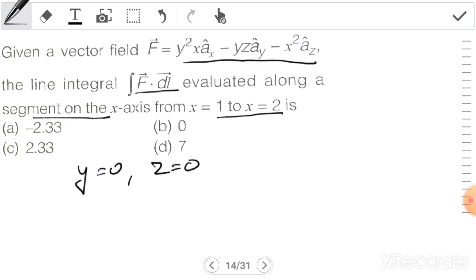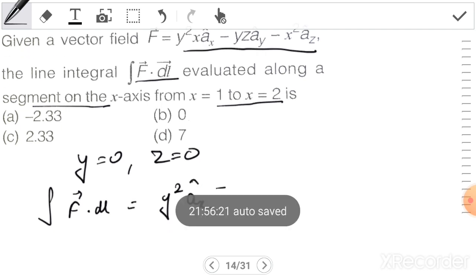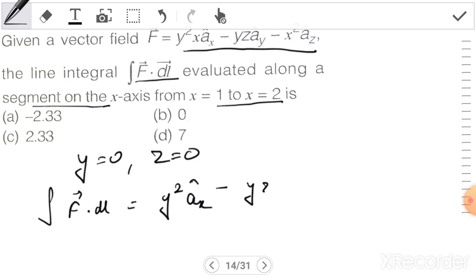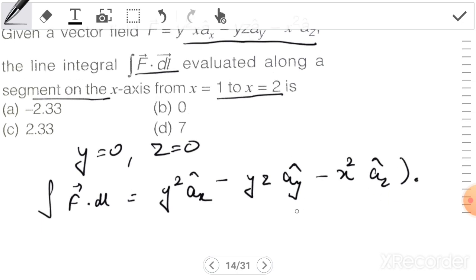So we can write f dot dl as y square x ax minus yz ay minus x square az cap, dot dl as ax dx plus ay dy plus az dz.